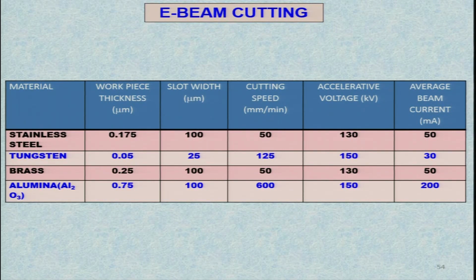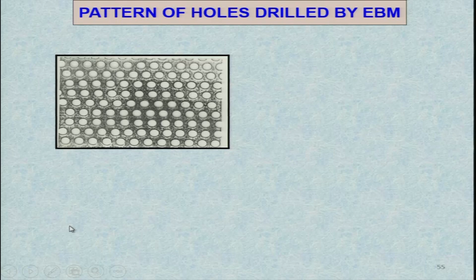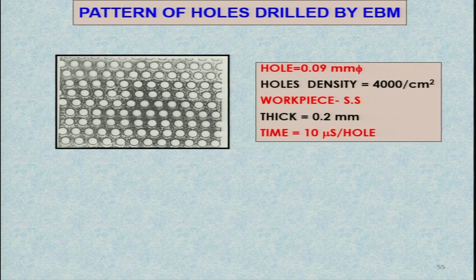Then electron beam cutting and workpiece thickness continues the same way for different materials and conditions, like tungsten is there, brass is there and so on. Now, pattern of holes drilled by electron beam machining: you can see over here, these are the holes drilled by the electron beam micromachining process, and you can see here the size of the hole is 90 micrometer and hole density is 4000 holes per centimeter square. Workpiece is stainless steel, thickness of the sheet is 0.2 millimeter and time taken per hole is 10 microsecond.